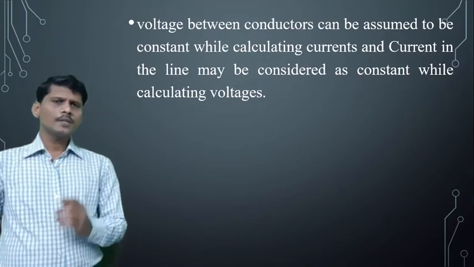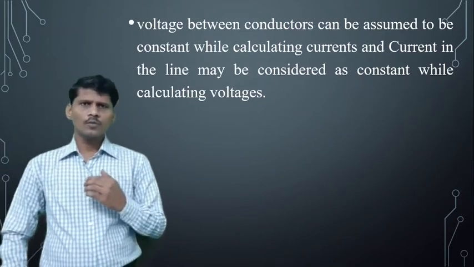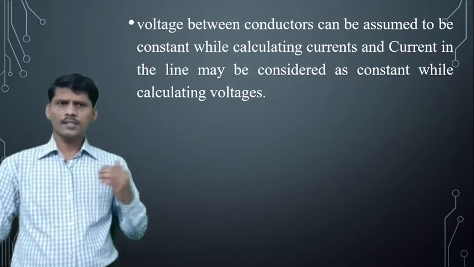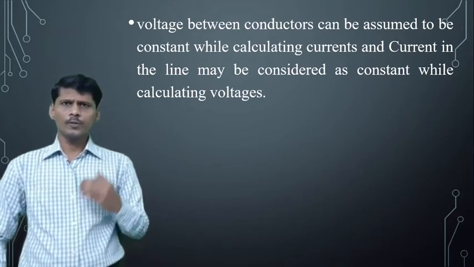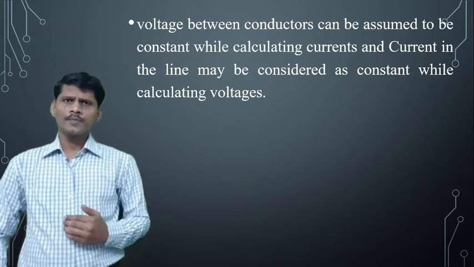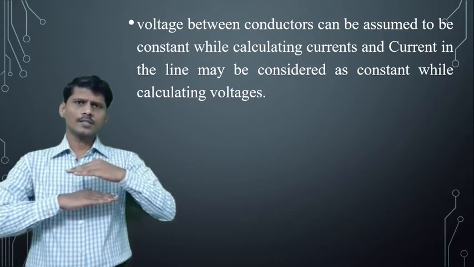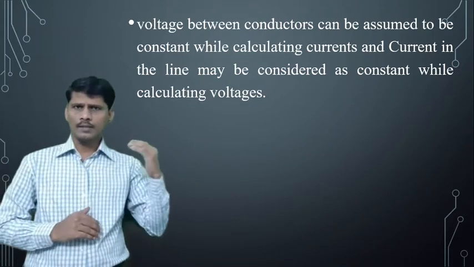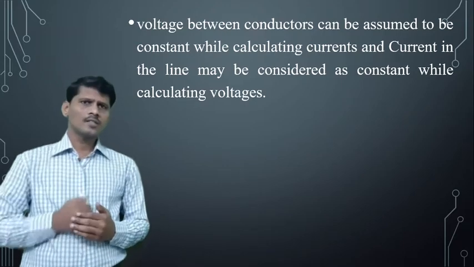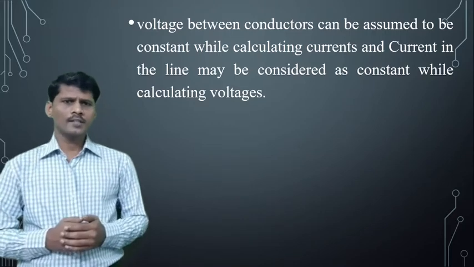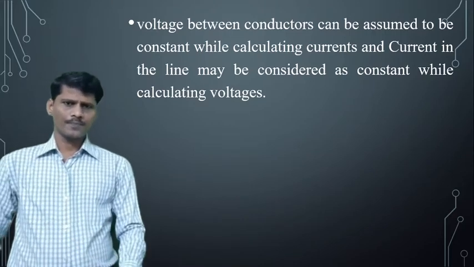The voltage and current relations can be determined in two cases. Case 1: the voltage between the two conductors can be considered constant while calculating the current expressions. Case 2: the current in the line can be considered constant while calculating the voltage expressions.